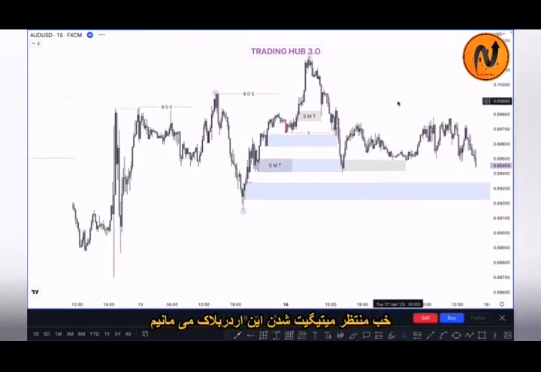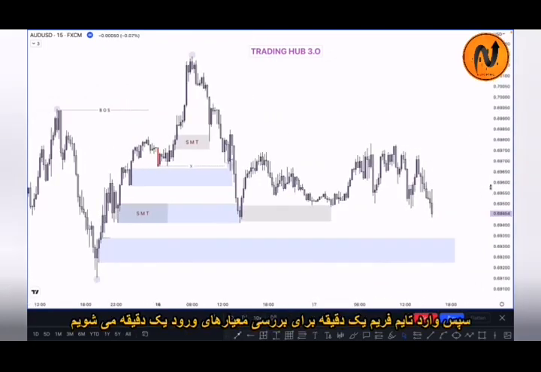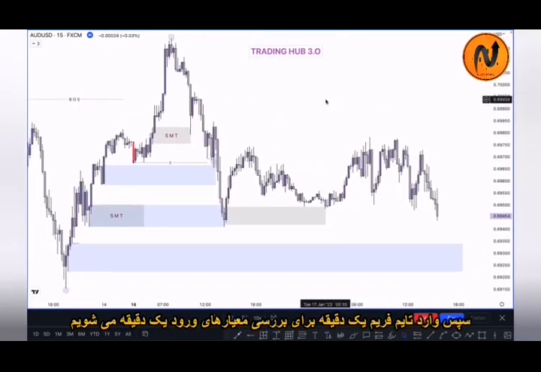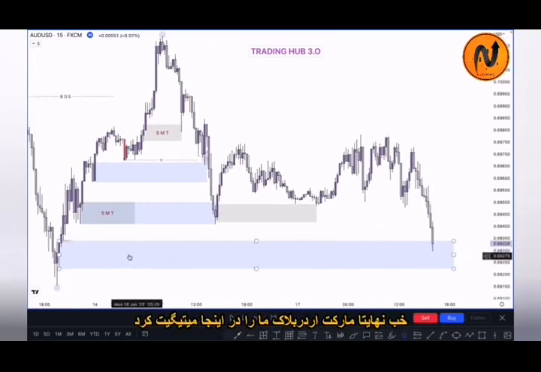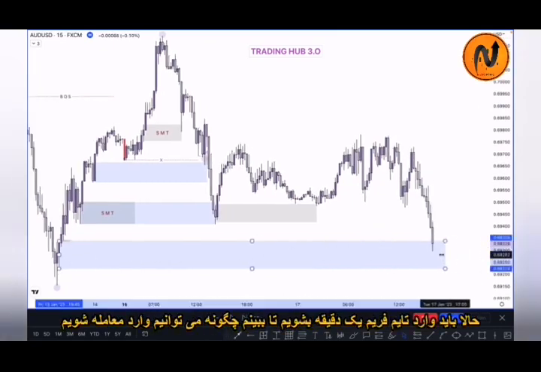Okay, so let's wait for price to mitigate this order block, then you can switch to the 1 minute time frame for entry criteria. So let's see what happened next here. Okay, so finally the market mitigated our order block. Now you have to switch to the 1 minute time frame to see exactly how you can trade in a 1 minute time frame.